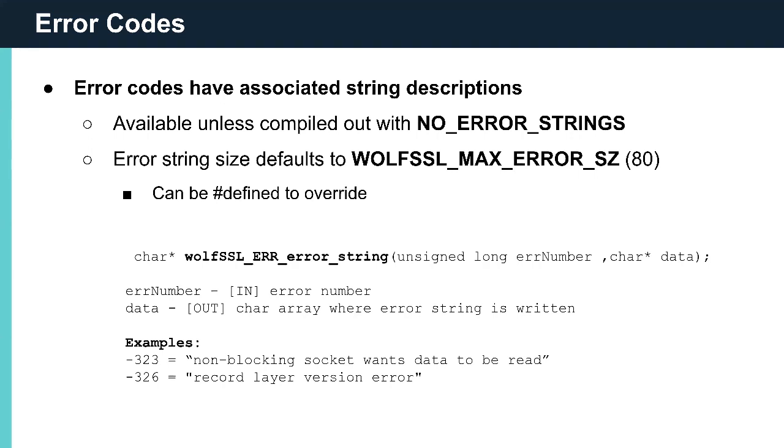We have a function called wolfSSL_ERR_error_string, which takes in an error number and then returns the associated string with that. That's one that you'd want to use at your application level if you got an error code and maybe you weren't able to go look in the source code of wolfSSL to find the string, or you just wanted your application to print out the respective string for that error code. So some examples here: -323, the error string for that is non-blocking socket wants data to be read. -326 would print out record layer version error.